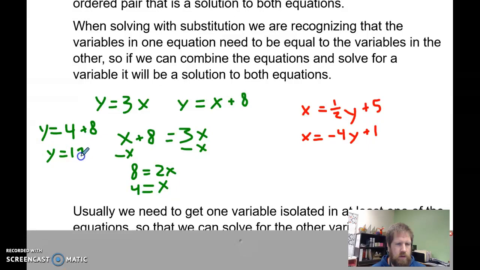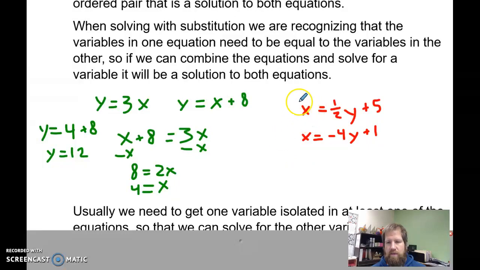Y equals 12. And if I had used this equation, we can see that I would have gotten the same thing. I would have had y equals 3x, 3 times 4 is 12, y equals 12. Both of these equations are in slope-intercept form. This one happens to be a direct variation equation. But even if they're not, if they start with your x variables isolated, you can do that as well. You can start by figuring out your y.